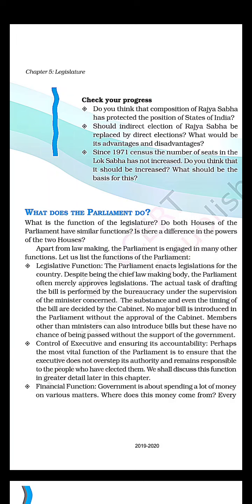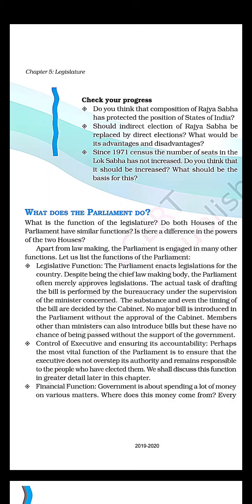Despite being the chief law making body, the parliament often merely approves legislation. The actual task of drafting the bill is performed by the bureaucracy under the supervision of the minister concerned. Bureaucracy, the IAS officers, the government officers, they draft the bill, but under the supervision of the concerned minister. If the bill is related to finance, money, then the finance minister.